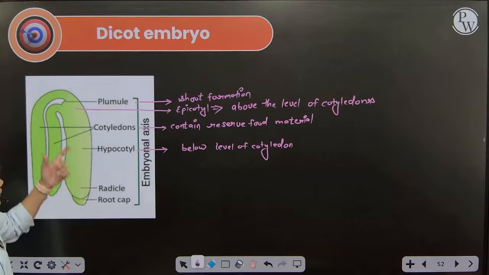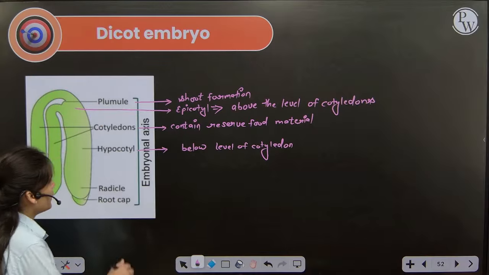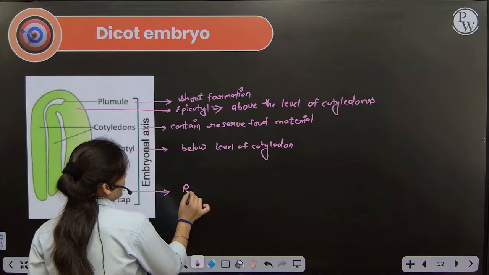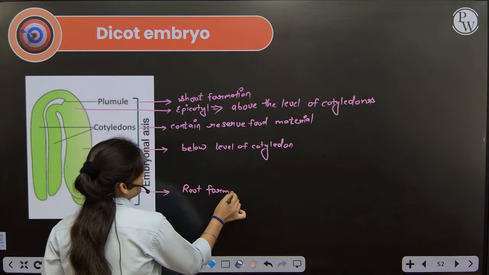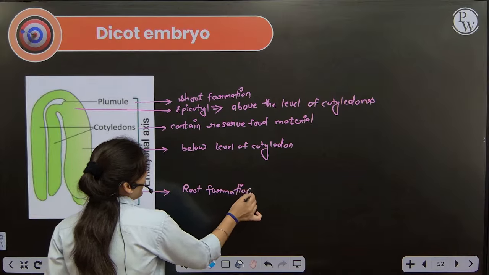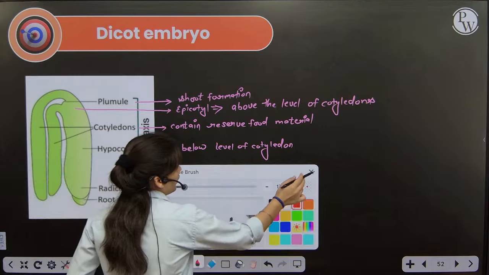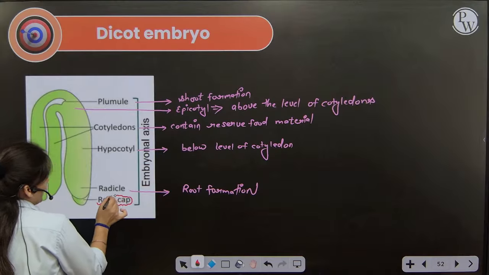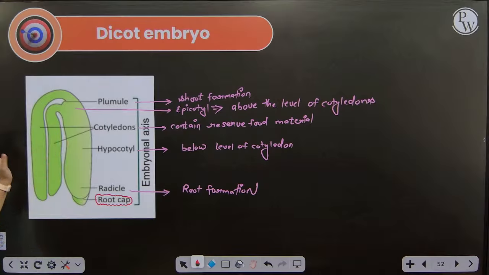How many cotyledons? Two cotyledons. Plumule helps in shoot formation. Radicle helps in root formation. And that radicle is covered by the root cap. This is about dicot embryo. How that dicot mature embryo forms, we already discussed.